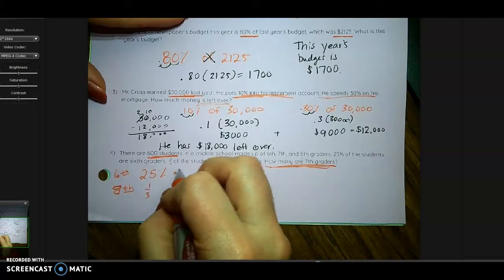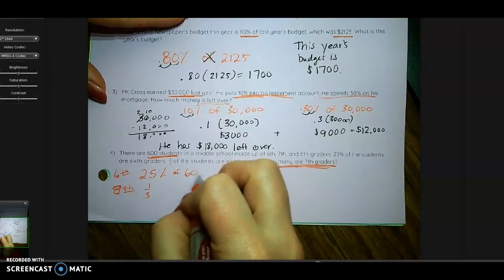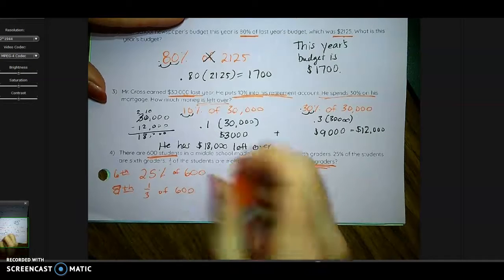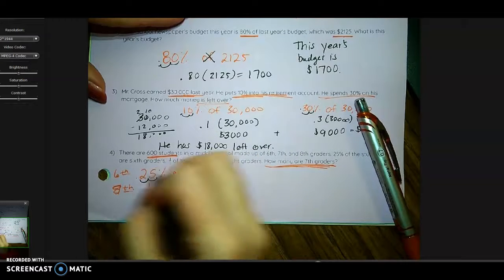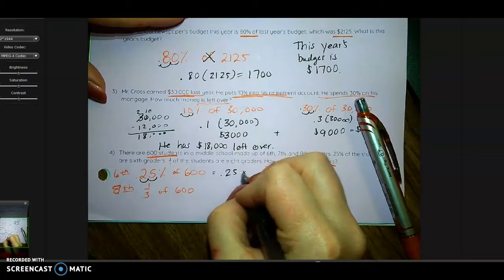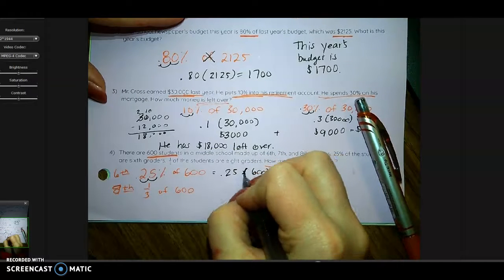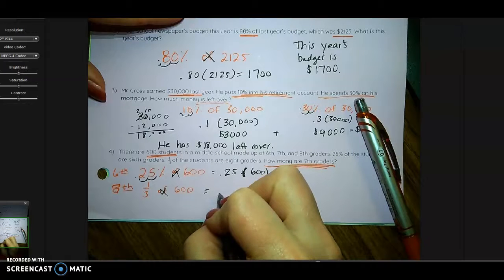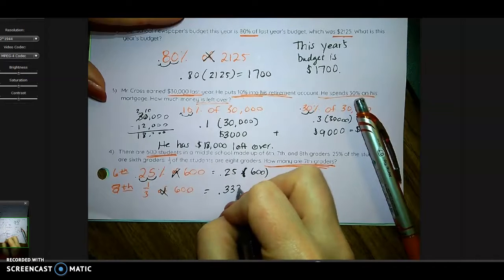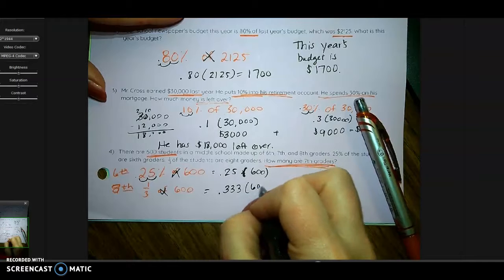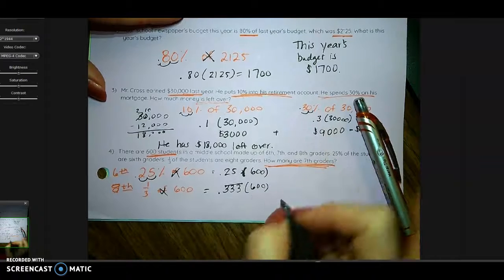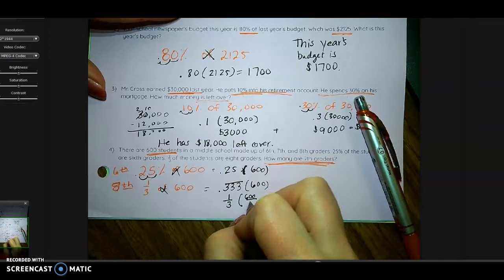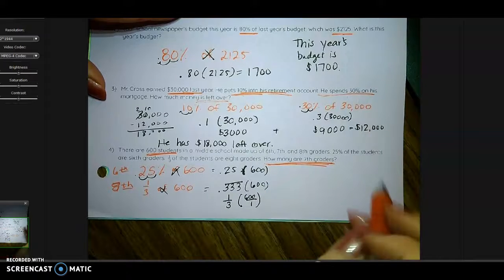I'm going to change this. So I need 25% of 600, and I need 1/3 of 600. So I move those decimal points over. Remember, we don't usually write that X. I was thinking of doing that. And then 1/3 is going to be a repeating decimal. So you want to put this in your calculator as a repeating decimal, or you can say 1/3 times 600 like this. We aren't going to get partial students.